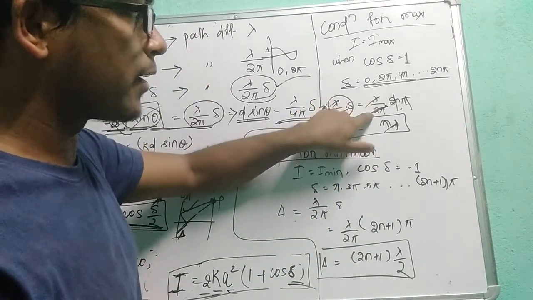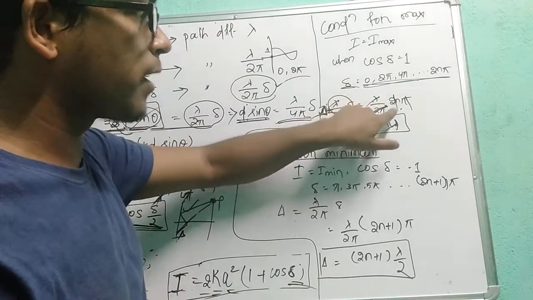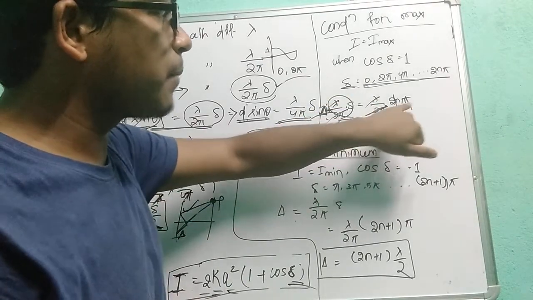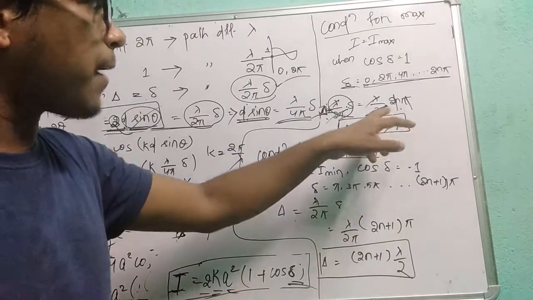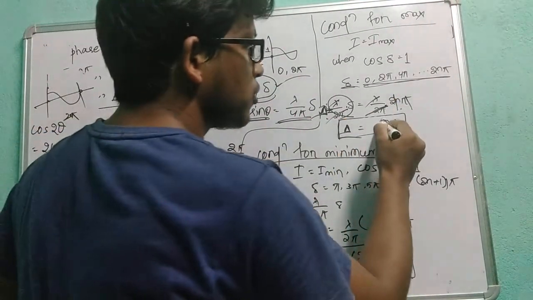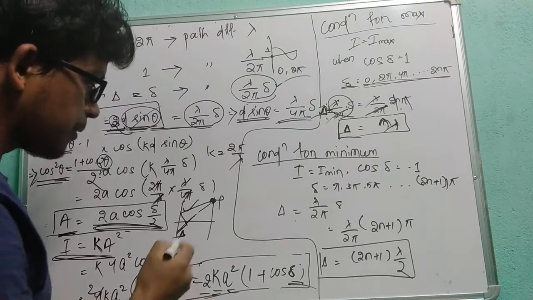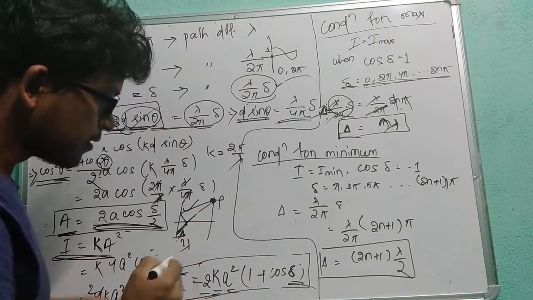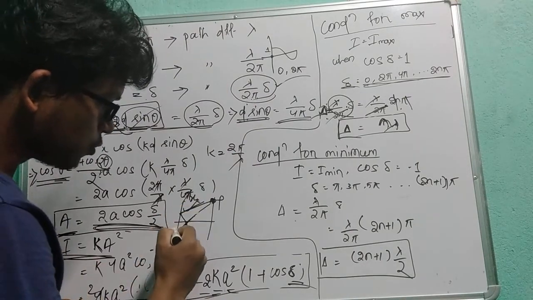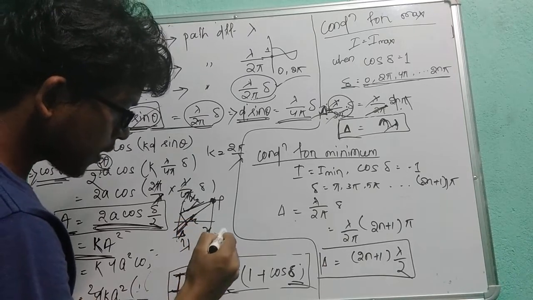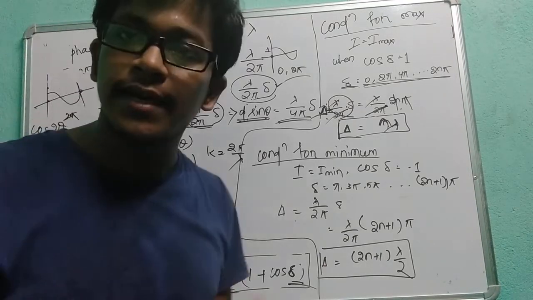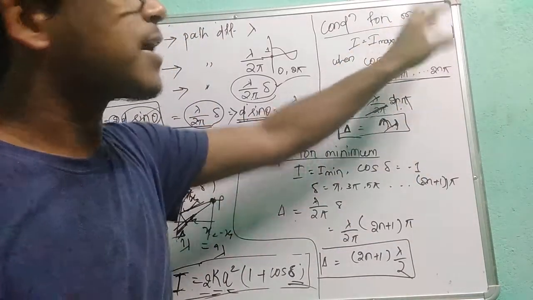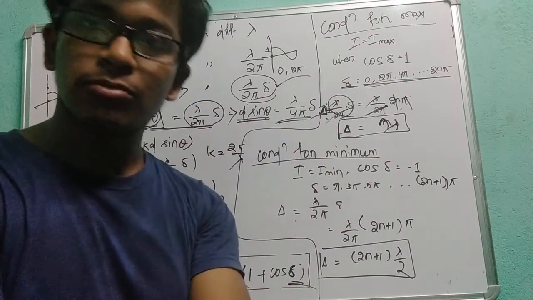Delta equal to lambda by 2 pi, 2n pi. Pi gets cancelled, only left lambda equal to n pi. So whenever you have a path difference of n lambda, this is x1, this is x2, x2 minus x1 will be n lambda. Be sure you will get light fringes. This is maximum. Intensity will be maximum in this case.